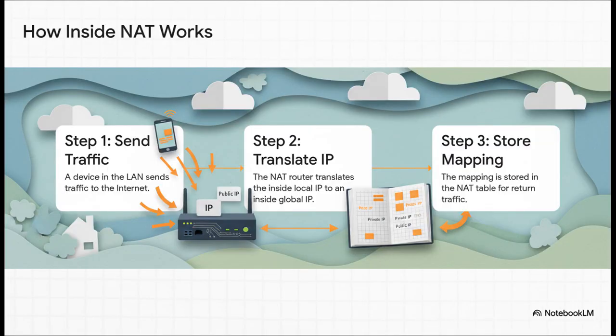So, what happens next? It's actually a really elegant three-step dance. First, your device sends out the traffic. Simple enough. Second, your router, the NAT device, does a quick swap. It takes your private IP out and puts its own public IP in. And third, and this is the really clever bit, it jots down a note of that swap in a special logbook called a NAT table. That way, when the response comes back from the internet, it knows exactly which device to send it to.